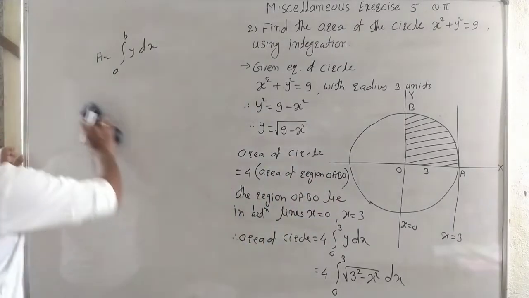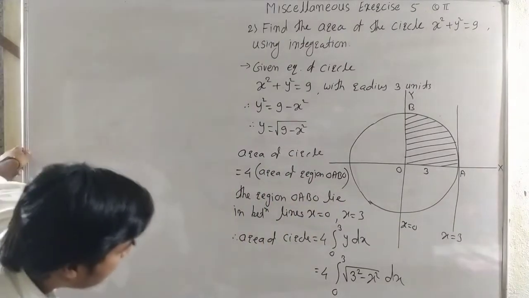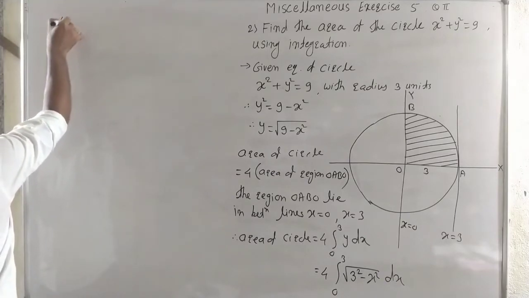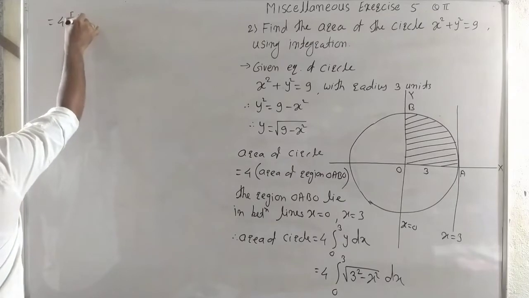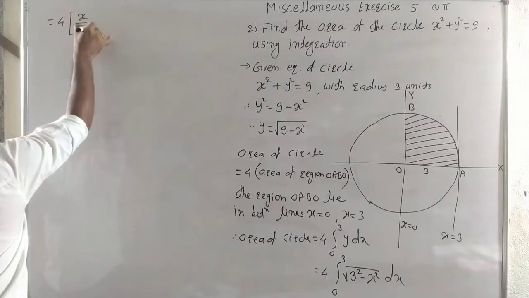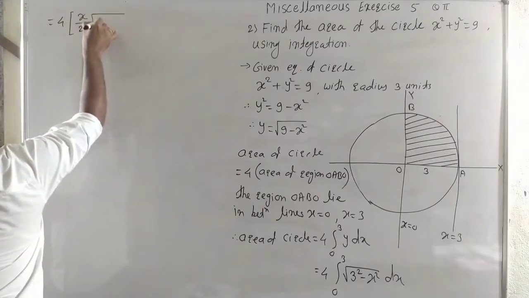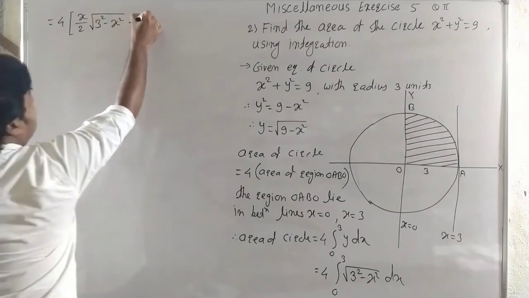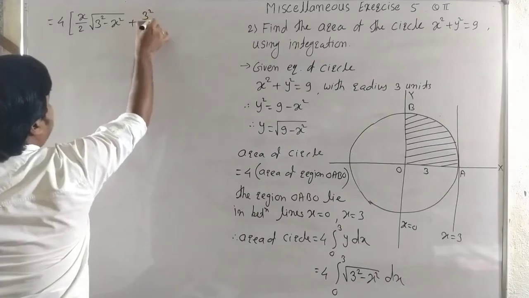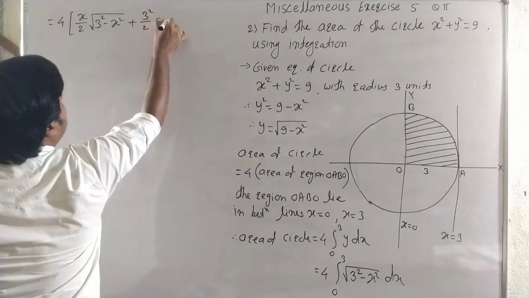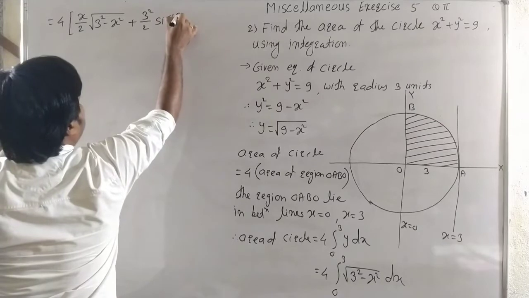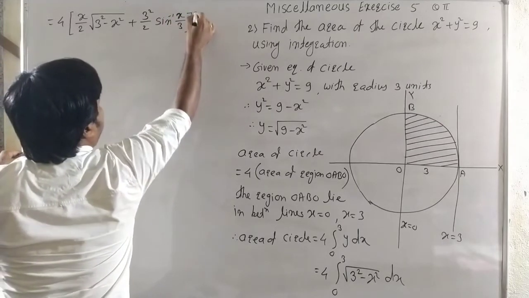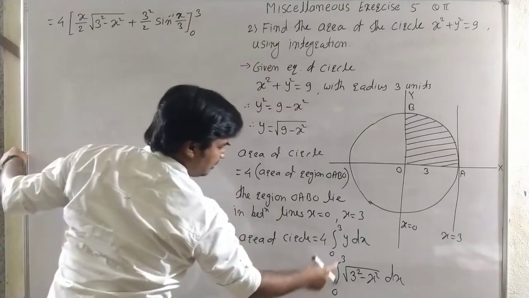Okay. Now we find first the integration for this. Here it is 4 times the integration of x by 2 under root of a square minus x square plus a square by 2 sine inverse x by a, and the limit is 0 to 3 here.